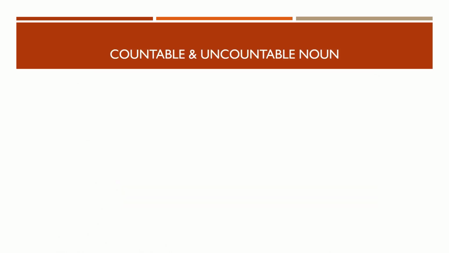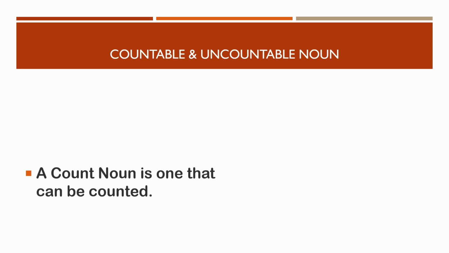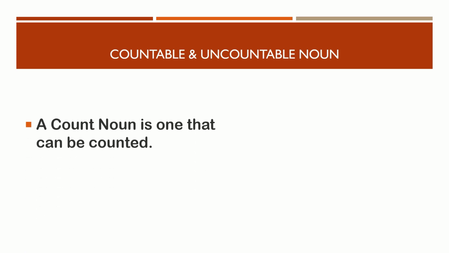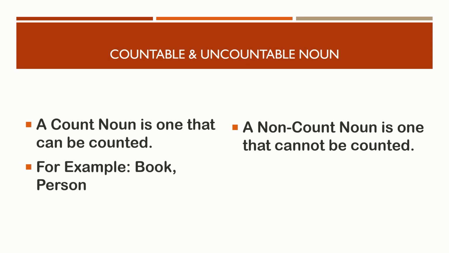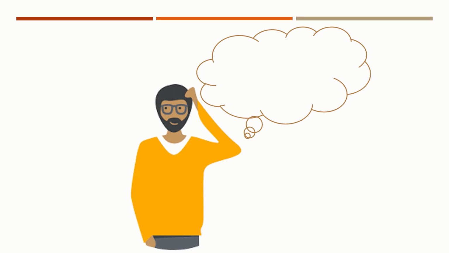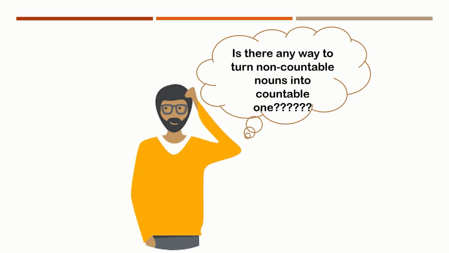Let's see their definitions. Countable noun. A count noun is one that can be counted. For example, book, person, and so on. A non-count noun is one that cannot be counted, for example, milk, water. But is there any way to turn some of the non-countable nouns into countable ones?